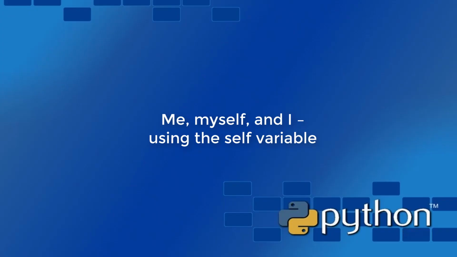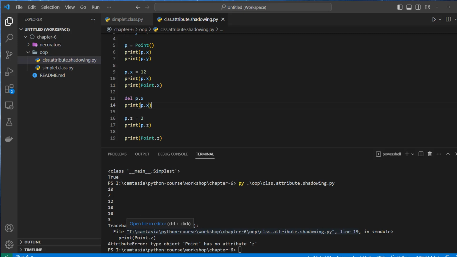Now let's talk about me, myself, and I, using the self variable. From within the class methods, we can refer to an instance by means of a special argument called self by convention. Self is always the first argument of an instance method. Let's examine this behavior together with how we can share not just attributes but methods with all instances.